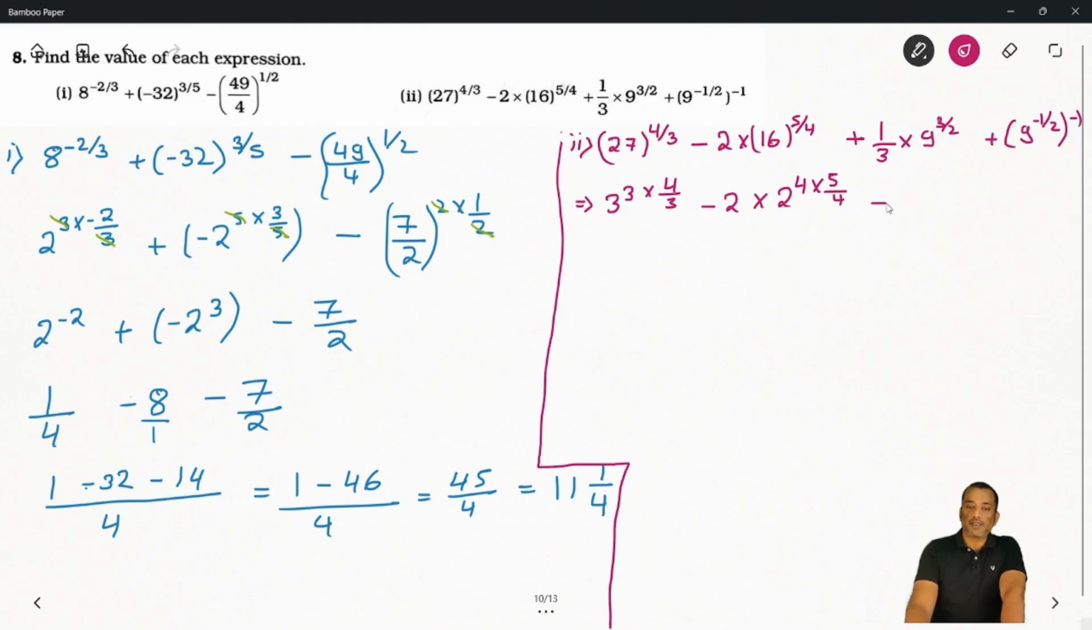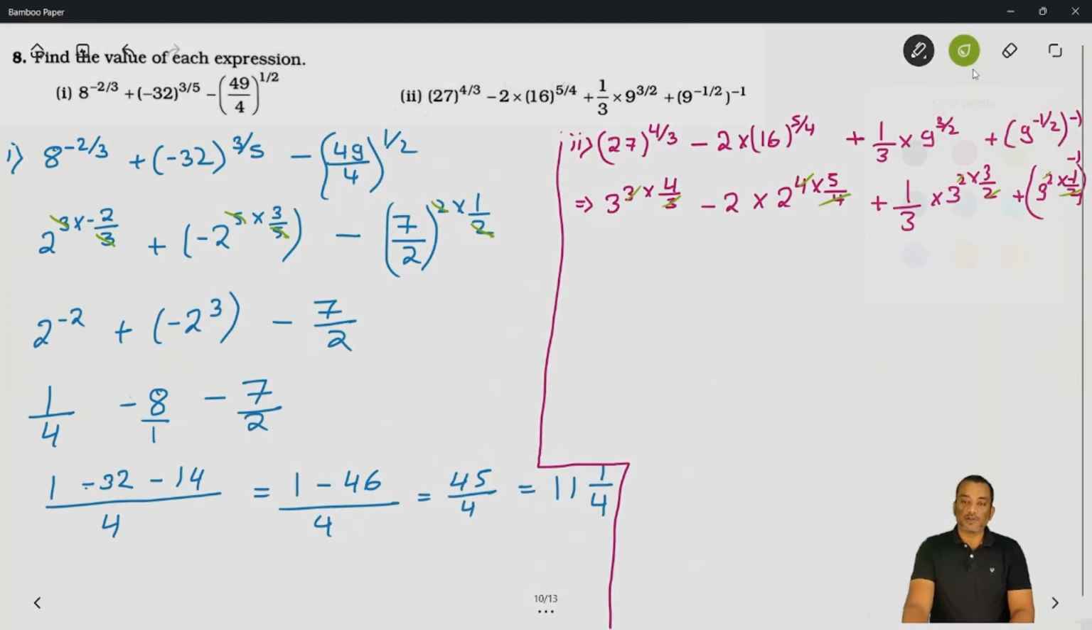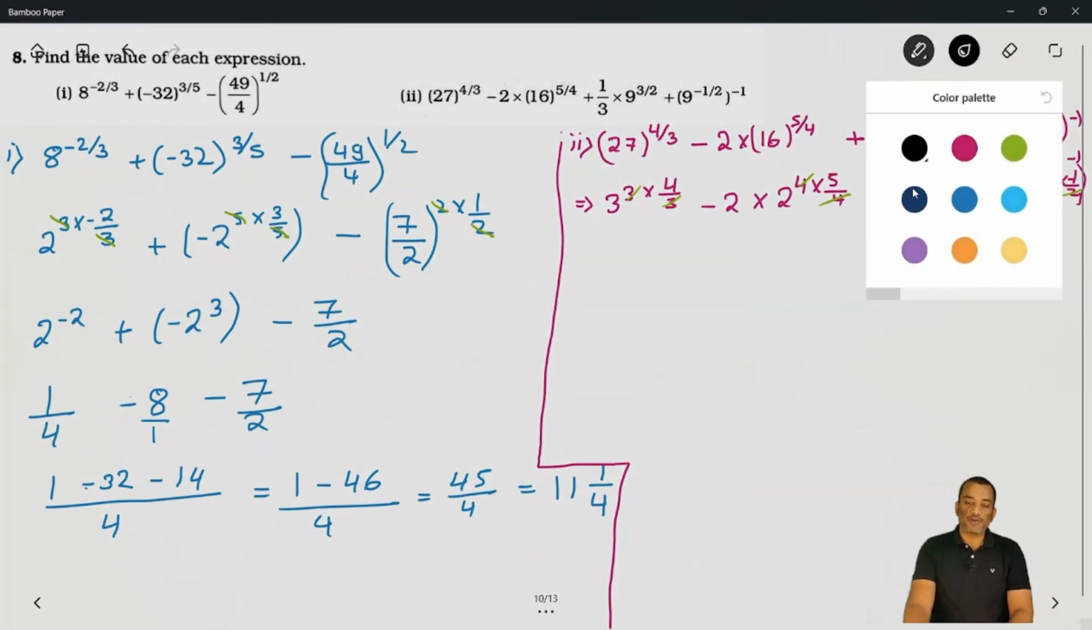Okay, then you can say plus 1 by 3, and here also you can say 3 square times 3 by 2, and plus you can say 3 square, then multiply minus 1 by 2, and whole is you can say minus 1. Okay, now here in the same way this will multiply, this cancels, this cancels, this cancels, and here also cancels. So now after that how much do you have left here?